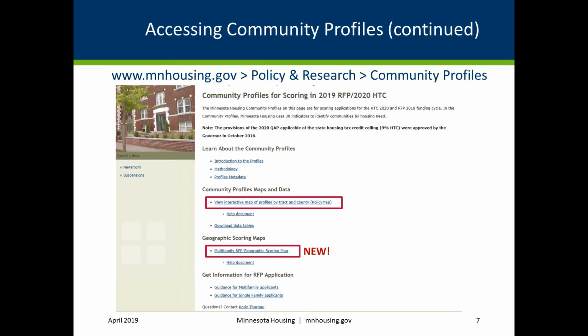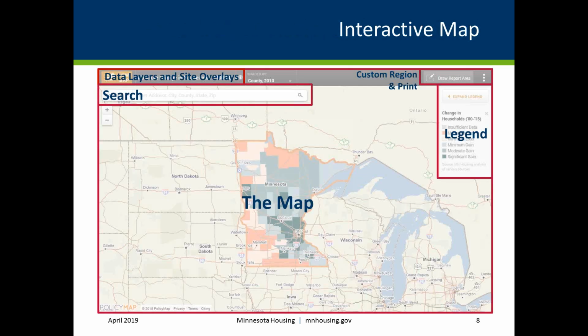To access the interactive map and the geographic priority areas, click to view the interactive map highlighted on the slide. If you are interested in using the new geographic scoring map, click Multifamily RFP Geographic Scoring Map. This brings you to the interactive map. When you open it, you'll see a map of Minnesota showing absolute change in households between 2000 and 2016. This interactive map has key housing and demographic information at both the county and census tract scale that the new interactive map that is explained later in this tutorial does not have.